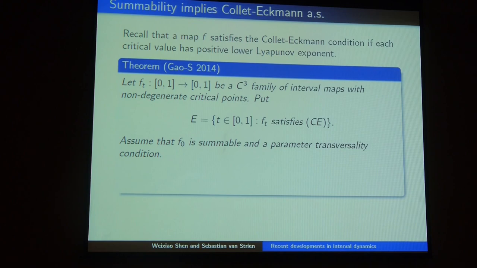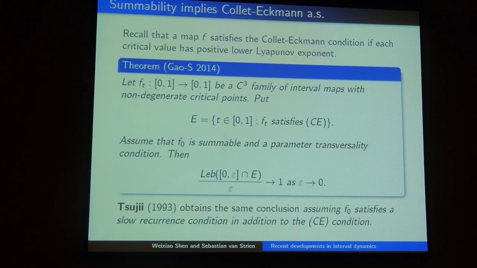Then you can show for maps nearby the parameter zero, actually Collet-Eckmann parameters, there are quite a lot of them. Zero is actually a Lebesgue density point of Collet-Eckmann parameters. So you start with F0, then you use the estimate for the pseudo orbits, you can choose this. So the transversality condition actually is the same as used in Tsujii's paper in 1993.